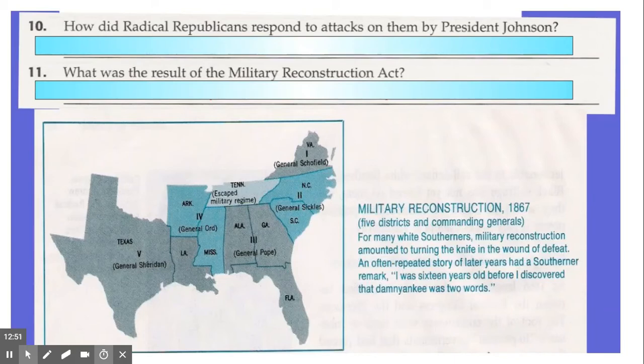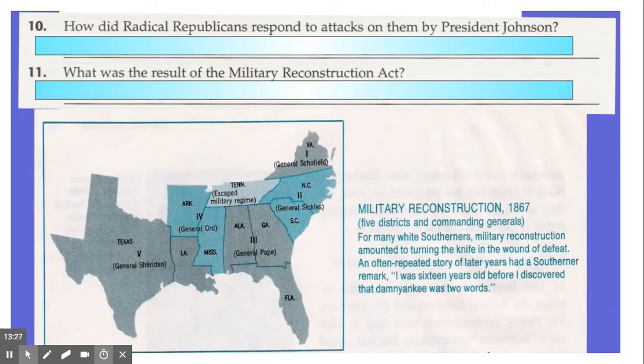Number 10, how did the radical Republicans respond to attacks on them by President Johnson? Got to remember, Johnson becomes president as a result of the assassination of Abraham Lincoln. Johnson is kind of a unique case because he was the only member of Congress from the South who stayed loyal to the Union during the Civil War. He was from the state of Tennessee. Johnson was a Democrat. Abraham Lincoln was a Republican. So it was an interesting ticket in 1864 that he would even be allowed to be on there.